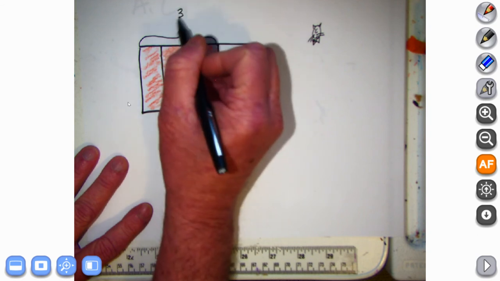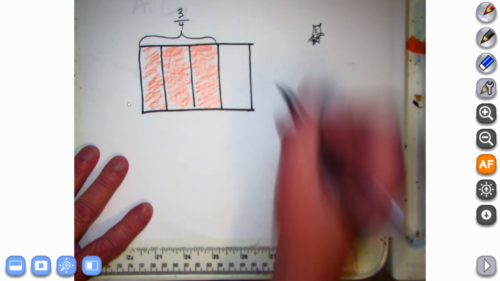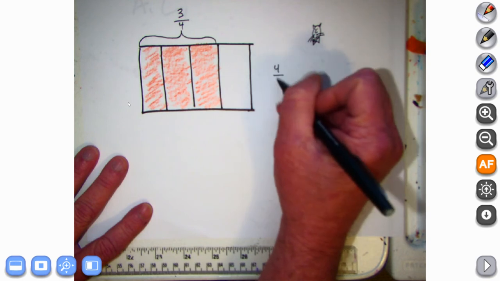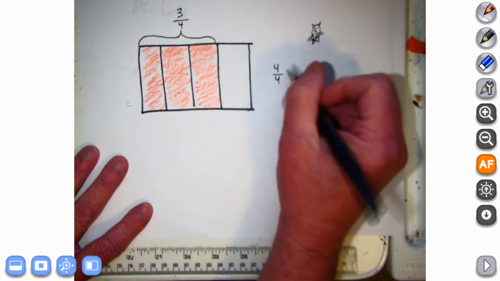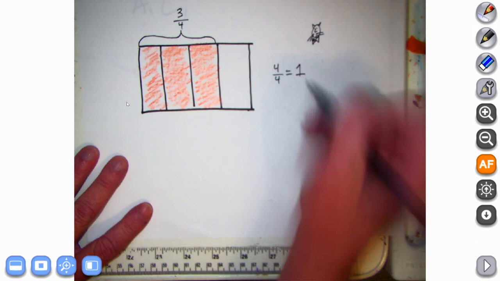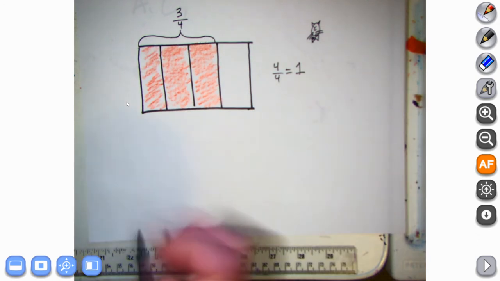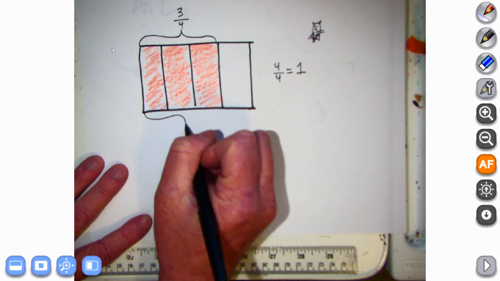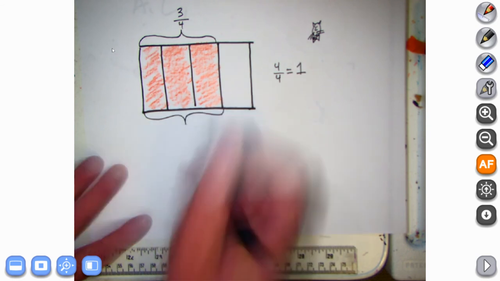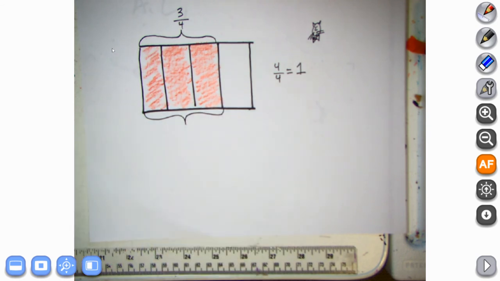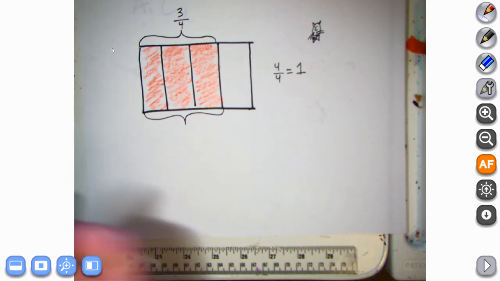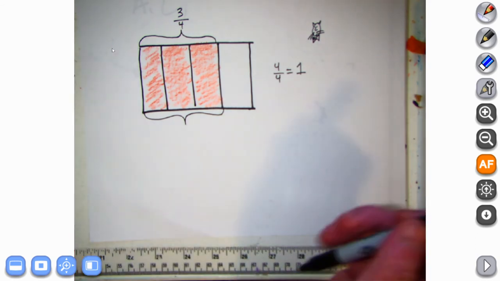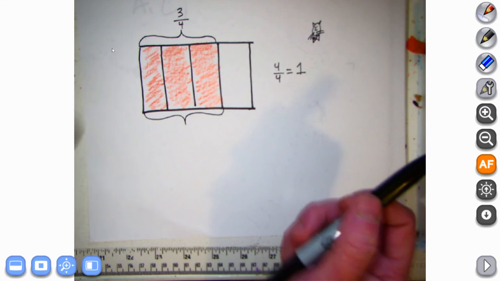3/4, this represents 3/4. Now we know that if it was 4/4, that is if I were to shade in the other one, that would equal one whole, the whole thing. But we're only 3/4 of the way there. And we're going to decompose this into an equivalent fraction, but one that has smaller units, but more units. Now, how does that work? Well, we went over that a little bit with our math group yesterday.